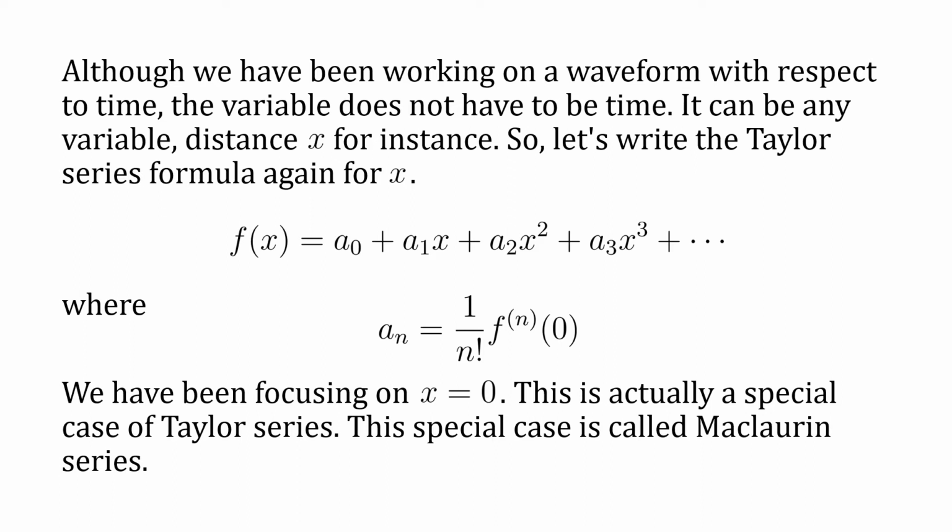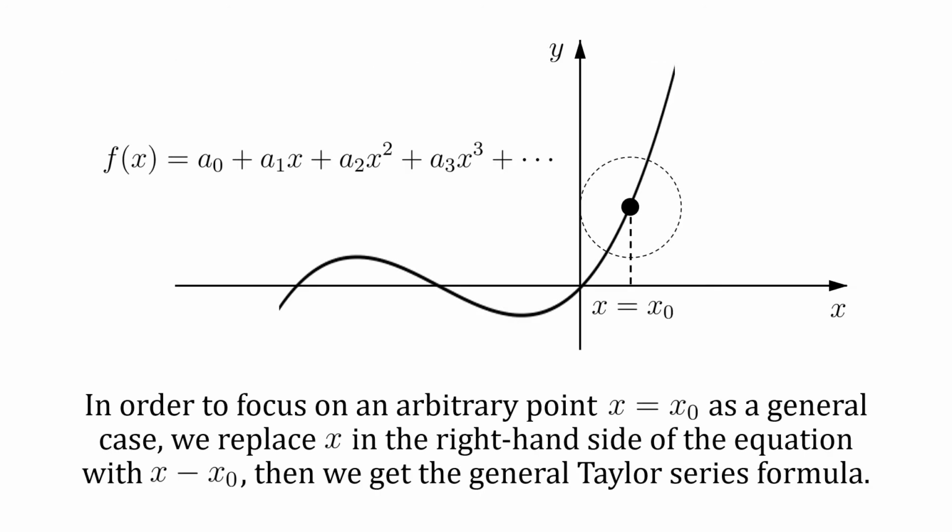We have been focusing on x equals 0. This is actually a special case of Taylor series. The special case is called Maclaurin series. In order to focus on an arbitrary point x equals x0 as a general case, we replace x in the right-hand side of the equation with x minus x0, then we get the general Taylor series formula.